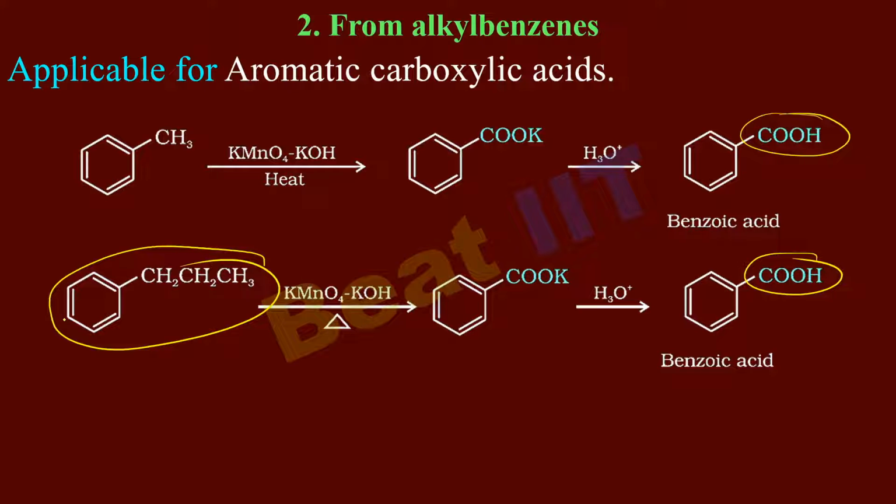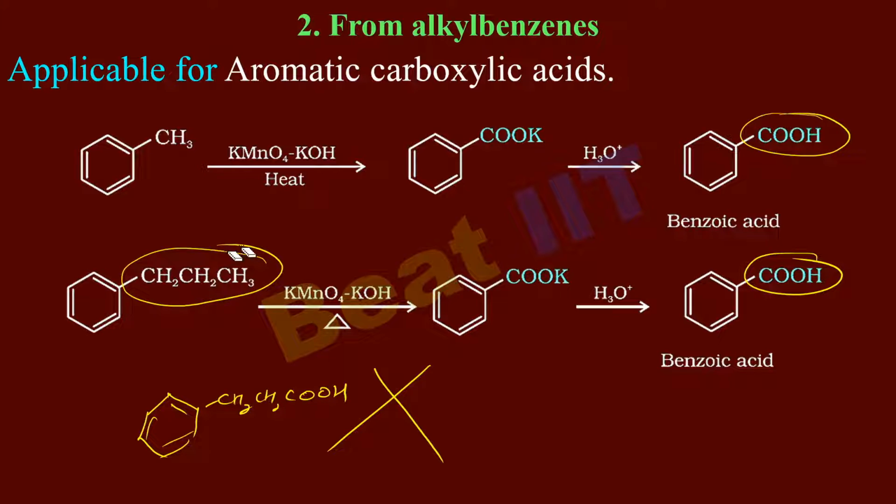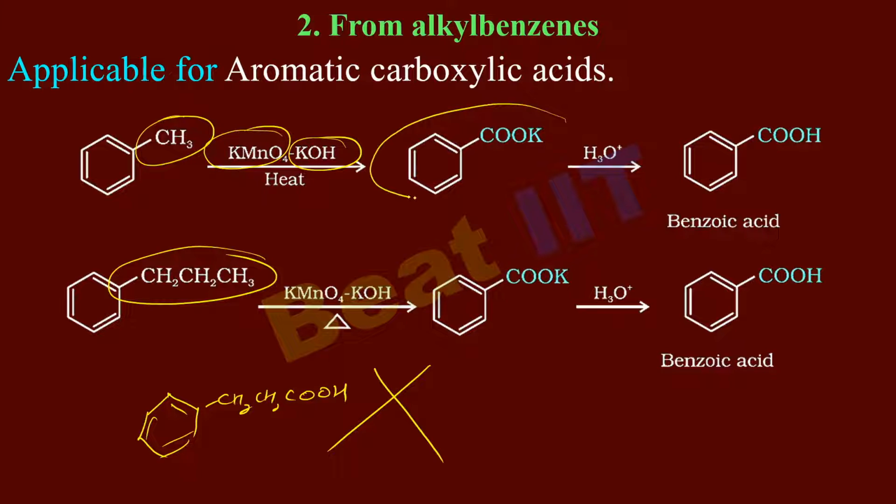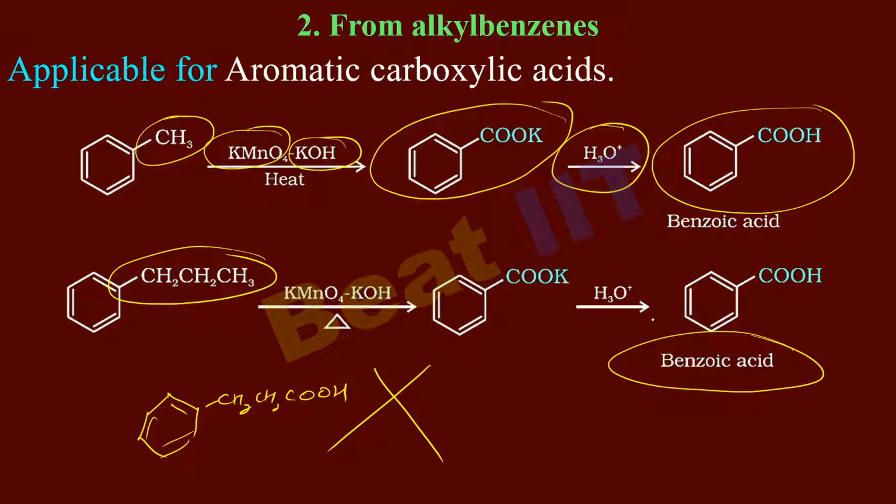Remember the common mistake students make. This will not produce a benzene ring with CH2COOH. No, this is wrong. The alkyl group does not matter. Whatever alkyl group is there, it will be converted to COOH in all cases. The conditions you need to remember: you have KMnO4 with KOH. You heat it, you get the salt of the acid, and then on acidic hydrolysis, you get benzoic acid. So in all cases, you get benzoic acid.